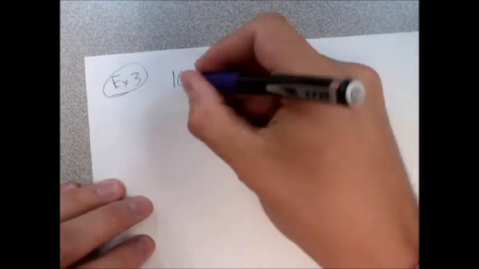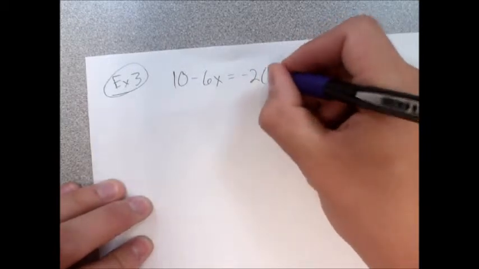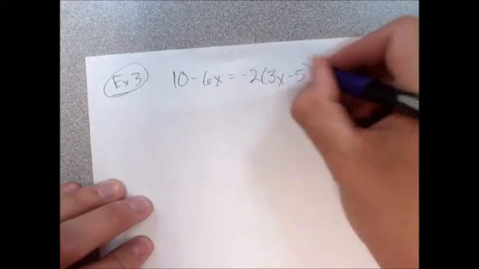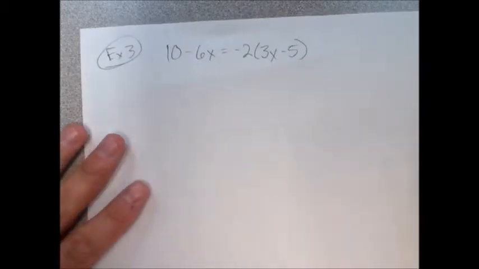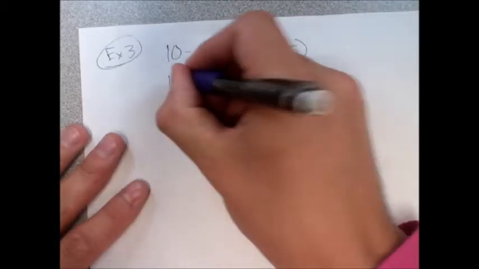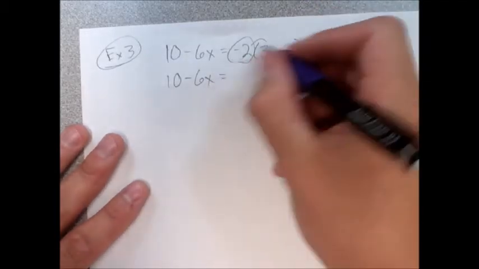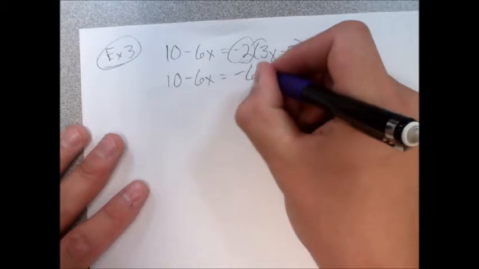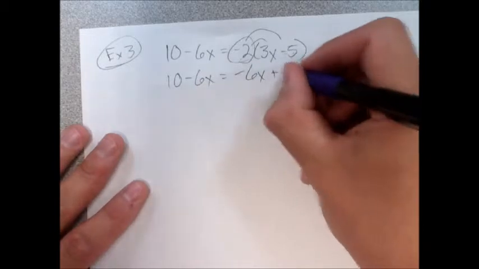Example 3 says 10 minus 6x equals negative 2, open parentheses, 3x minus 5, close parentheses. I'm not going to tell you them out to the side, but I'm still going to ask you what properties we're using. So first thing I need to do is what? I need to distribute that negative 2, right? So I'm just going to rewrite my left side and start my distribution. I'm distributing the negative 2. So negative 2 times 3x is negative 6x. And then negative 2 distributed to a negative 5 will give me a positive 10.